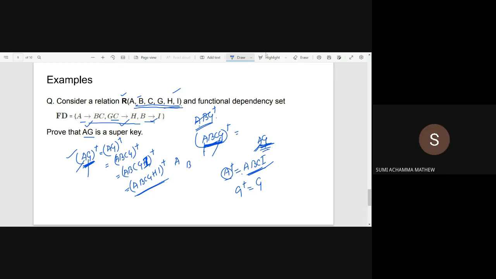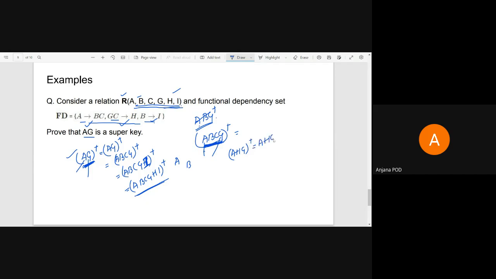Ma'am, one doubt I had. Any superset of AG will be a super key, right? For example, ACG or AHG. Yes, it will be a super key. We can try it out. I think with the augmentation axiom it's proven, right? By the closure set also you can simply prove it. So what you said, AHG, right? Let's find out the closure of AHG.